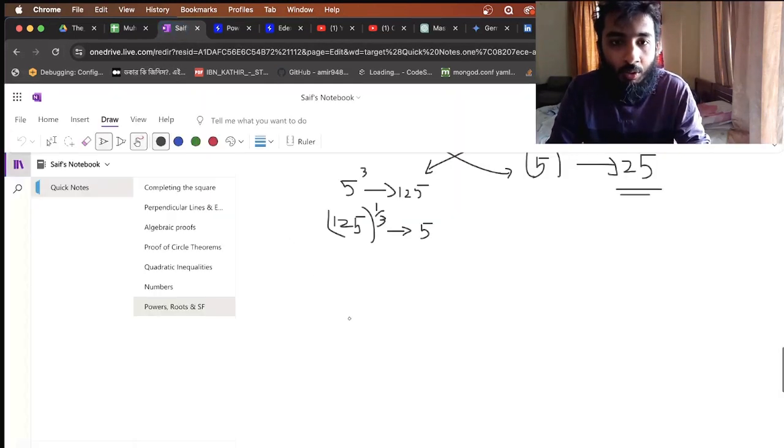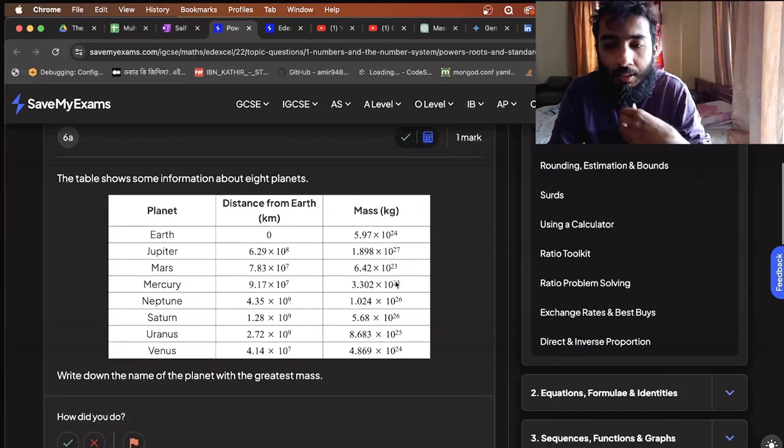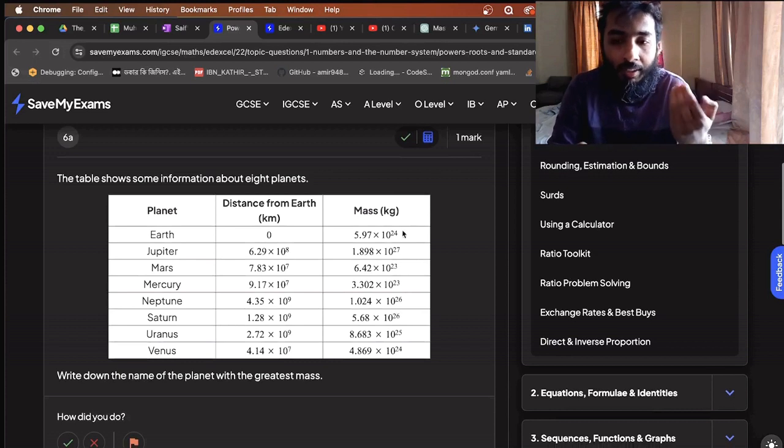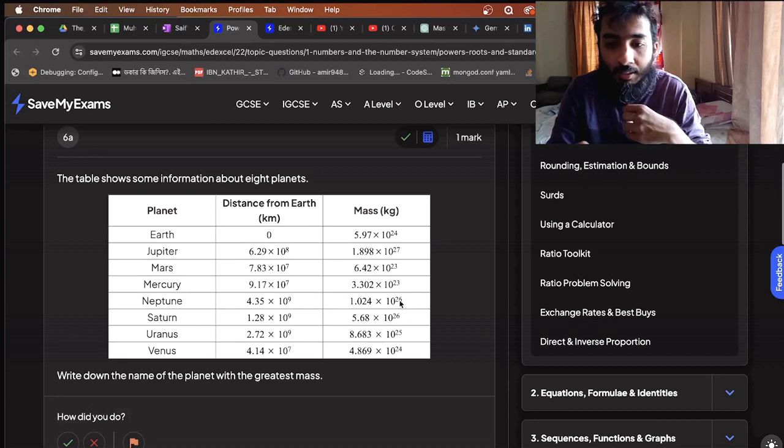So if I open my notepad and use my pen tool, as you can see, just from a normal glance at the masses, if you look at the powers, which has the greatest power? 10 to the power 27 is the greatest power, followed by 10 to the power 26. Neptune and Saturn have 10 to the power 26. So the others can be immediately rejected because they are far away. So we can compare Jupiter, Neptune, and Saturn, these 3.